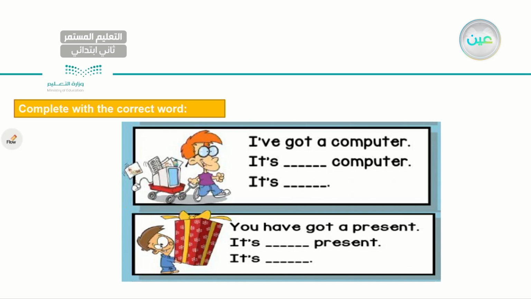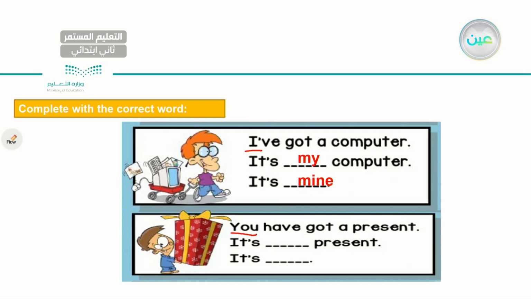Complete with the correct word. Now, I have the first picture for you as an example. I have got a computer. Again, I have the pronoun I. I've got a computer. It is, what do you think? It is my computer. Very good. So my. I have got a computer. It is my computer, or it is mine. Very good. Three sentences have the exact same meaning.